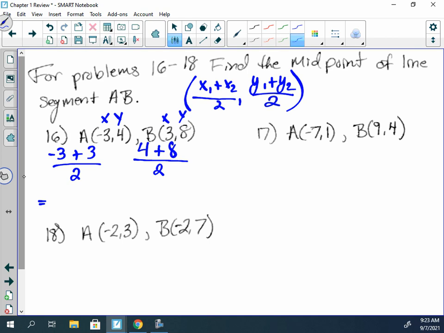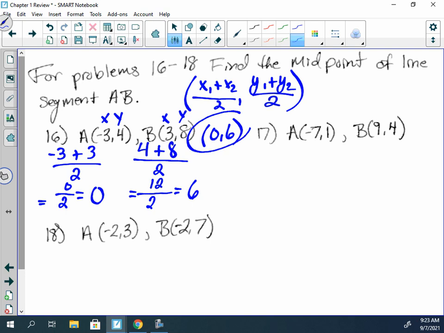Well, what is negative 3 plus 3? 0 divided by 2 is 0. So for this here, the midpoint's x value is 0. 4 plus 8 is 12, and 12 divided by 2 is 6. So the midpoint for this here is 0, 6.